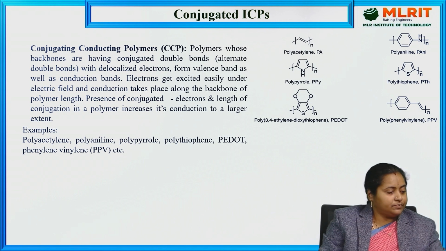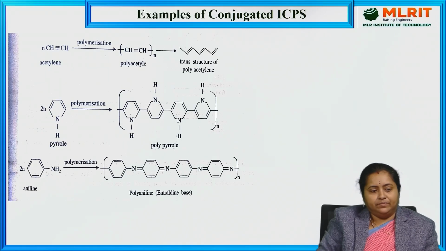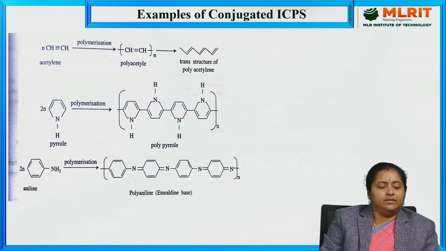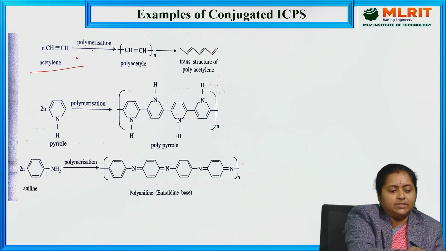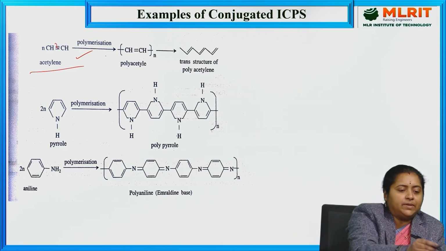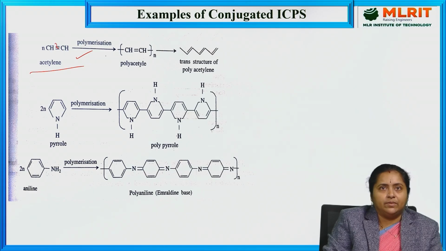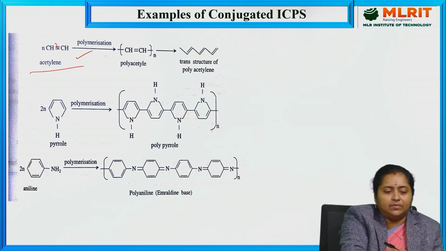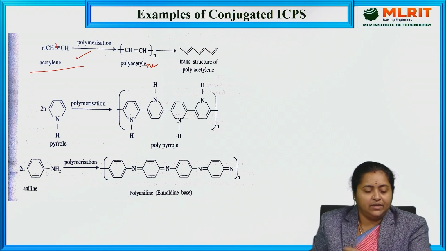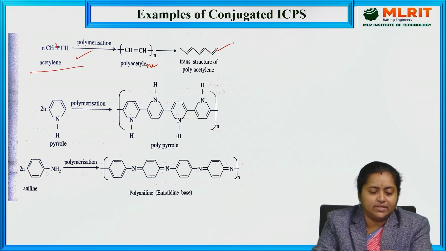So what is the next one? As I explained the examples of conjugated ICPs, here I have written the reactions also. Just now we discussed acetylene, an alkyne. When it is subjected to polymerization reaction, as I told you, one of its pi bonds breaks, and as a result it converts into its corresponding polymer, called polyacetylene. This structure is what we call the trans structure of polyacetylene.